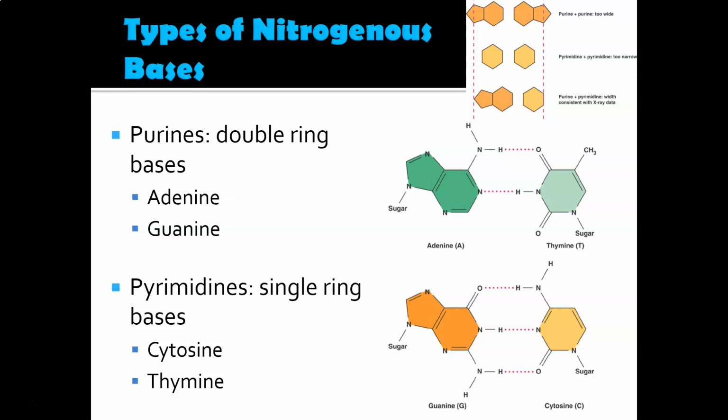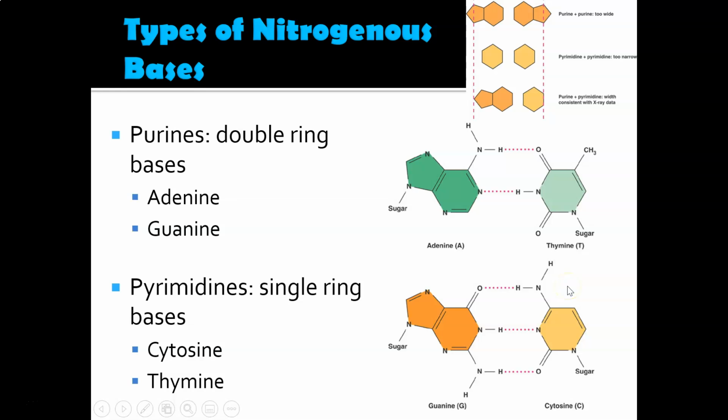This really was the struggle for Watson and Crick when they were trying to build the model of DNA, to figure out how these rings came together. We knew their basic chemical structure, but we didn't know how they fit. So when we look at purines, those are your double-ringed bases, right? So they have two carbon rings to them. And so your adenine and guanine are both purines. We look at your pyrimidines, and they are single-ringed bases, so they have a single carbon ring.